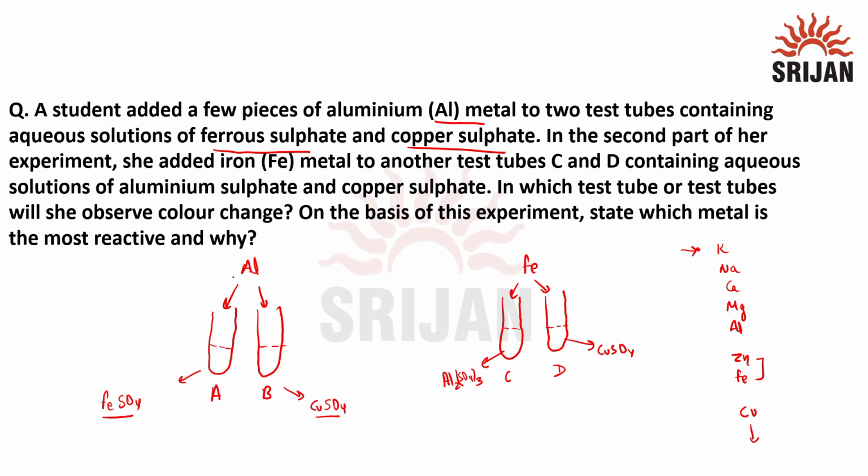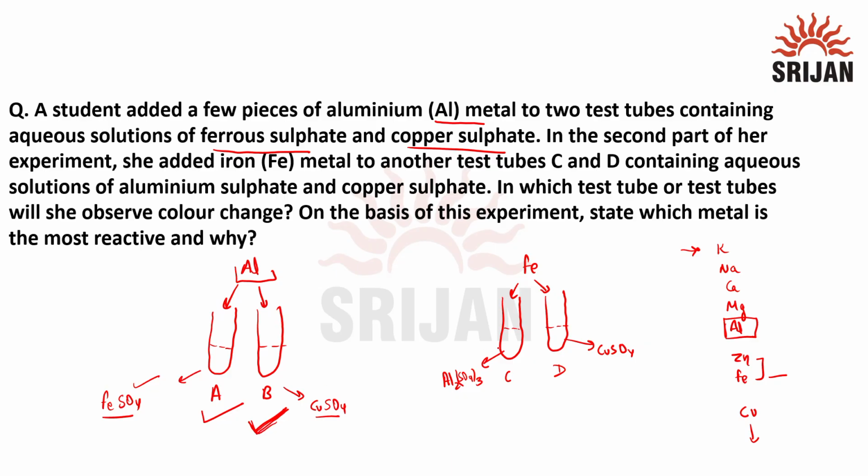So in this reaction, first she is adding aluminium to ferrous sulfate. As from the reactivity series, we know that aluminium is more reactive than iron. That means in the A test tube, the reaction or the color change will occur. We will denote it as a tick. In the second test tube, copper is also less reactive than aluminium, therefore color change also takes place here. That means in the B test tube the reaction will also occur, okay, like this.